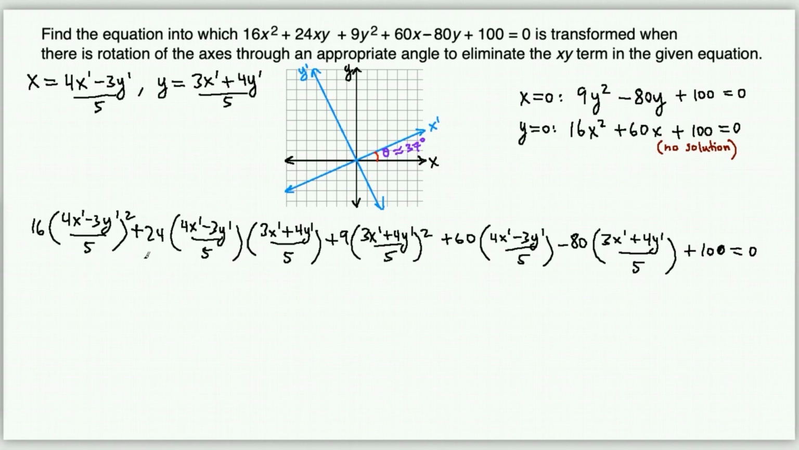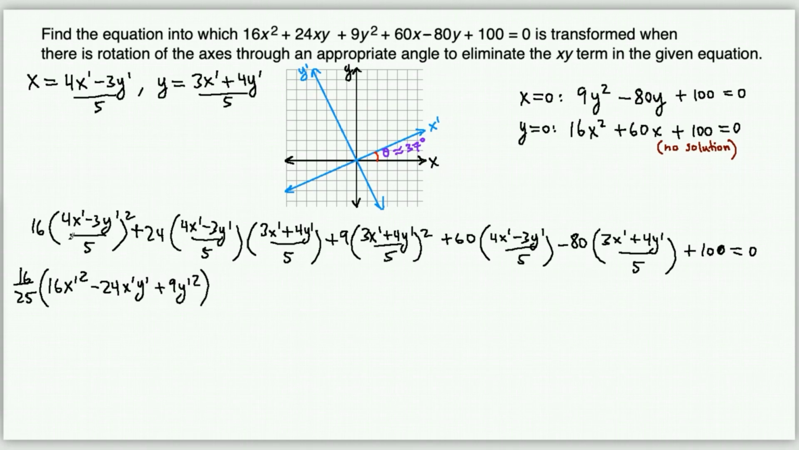All of these have a 25 as their denominator. This product is giving you a 25 in the denominator. This one is squared, 25. This one is squared, 25. This one's not, and this one's not, but we're going to work it out. So let's put 16 over 25 outside. And here what we should have is just the top being squared, because we already took the bottom out. So that's going to be 16x prime squared minus 24x prime y prime plus 9y prime squared.